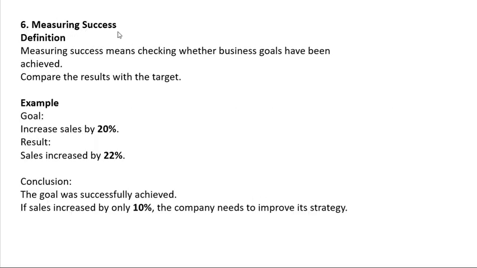Sixth is measuring success. Measuring success means checking whether a business goal has been achieved and comparing the result with a target. For example, the goal is to increase sales by 20%, and the result is that sales increased by 22%. The conclusion is that the goal was successfully achieved. If sales increased by only 10%, the company needs to improve its strategies.